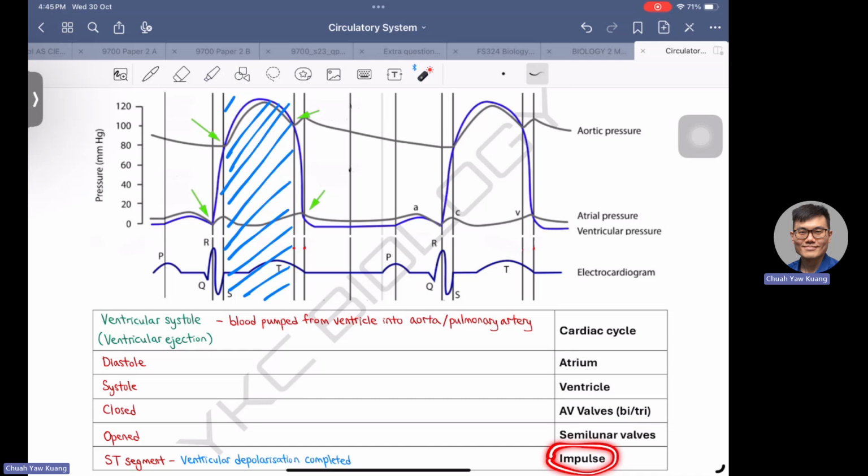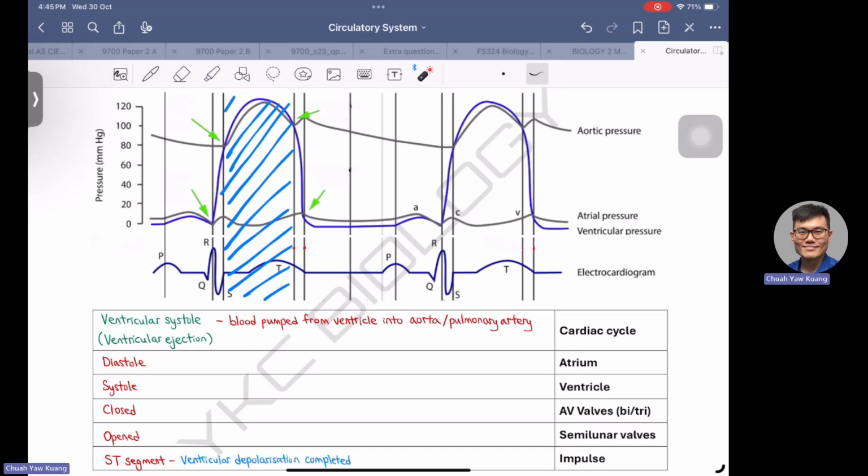How about the impulse? During this ventricular ejection, it will be considered as the ST segment. The ST segment indicates that the ventricular depolarization is completed. That means that the impulse has now propagated or spread through the Purkinje fibers to the whole ventricle already. So the ventricle has finished the contraction.